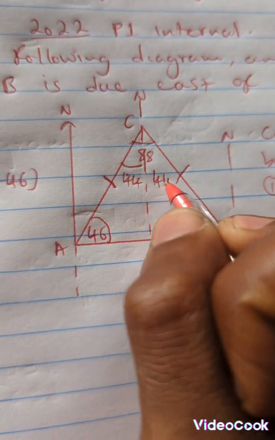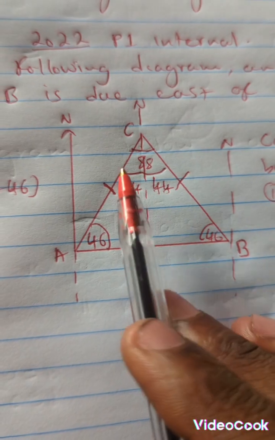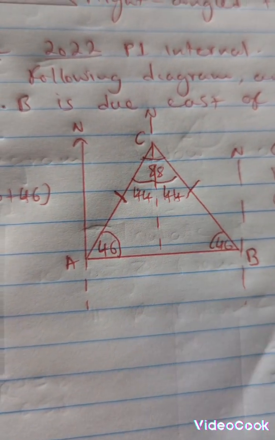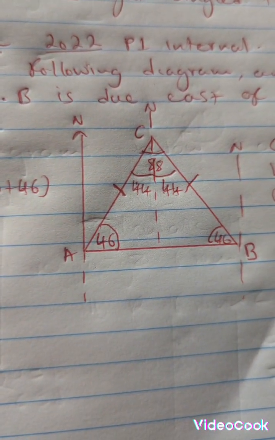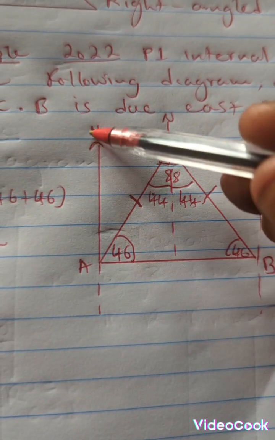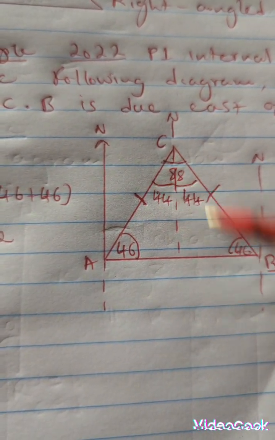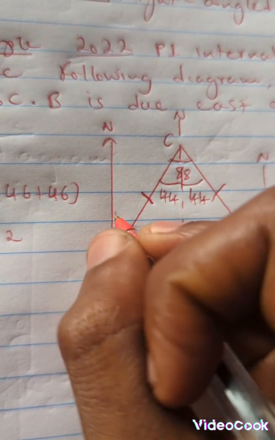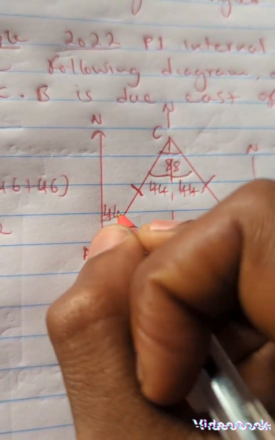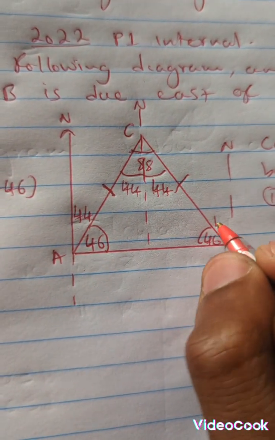This angle also is 44. When you add 44 plus 44, you go back to 88. Then now that's when we can use the Z rule, the alternate angles. If this is 44, also this one is 44. Also this one is 44.